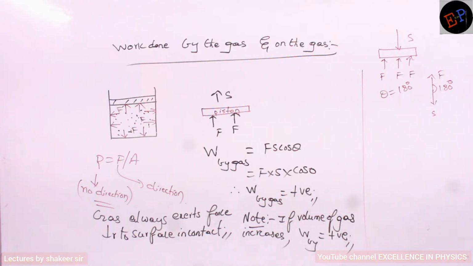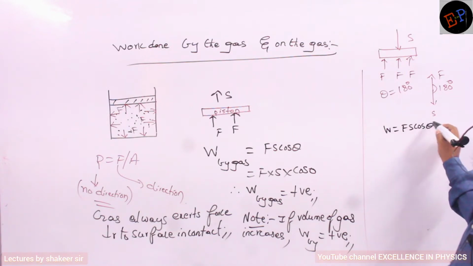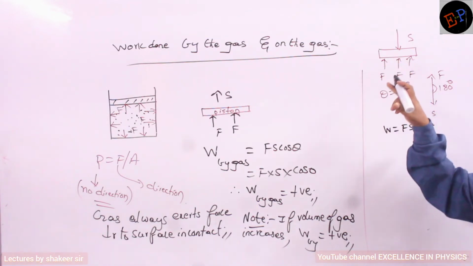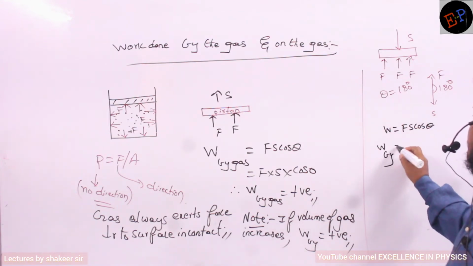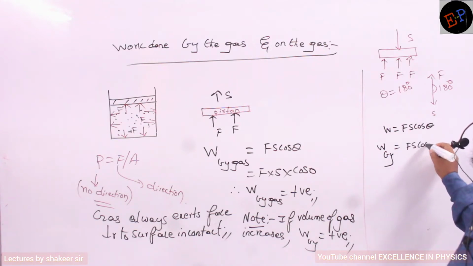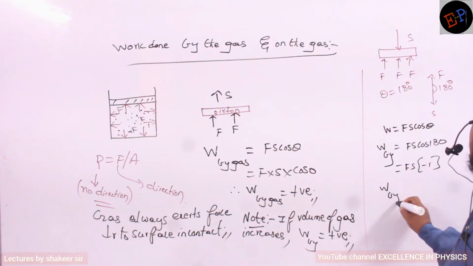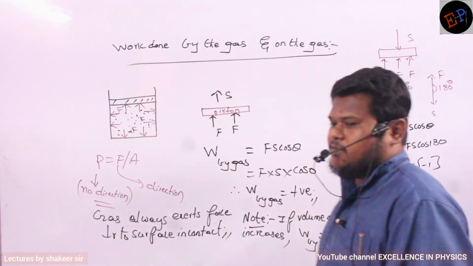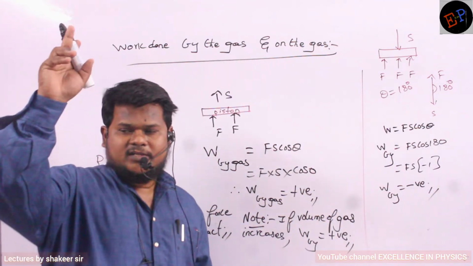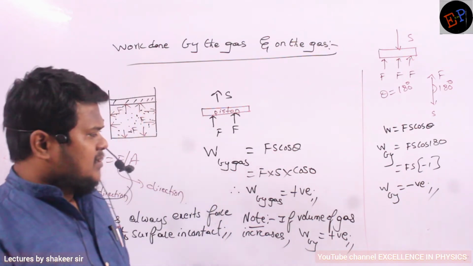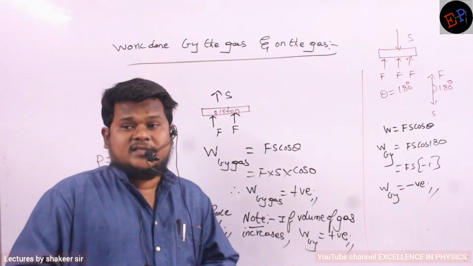Understood? So if angle is 180 degrees, definitely work done is equal to Fs cos theta. And we are taking force applied by the gas, so this is also work done by the gas. So work done by the gas is equal to Fs cos 180 degrees. Cos 180 is minus 1. So work done by the gas is negative. So that is called negative work done by the gas. Gas is applying force in upward direction, but piston is moving downwards. It means gas is compressed. If gas is compressed, then we can say work done by the gas is negative.